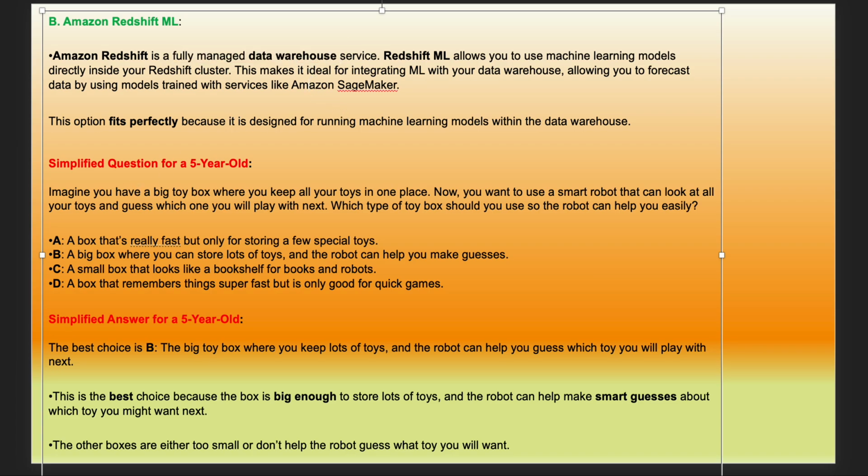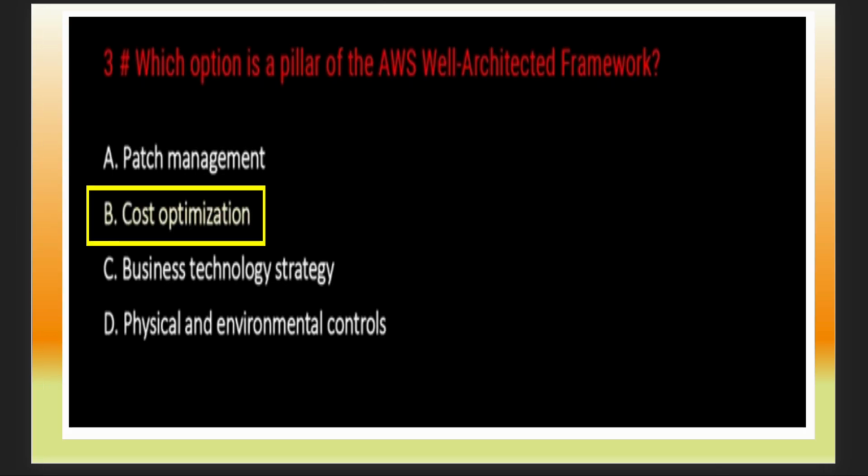Okay, next, which option is a pillar of the AWS Well-Architected Framework? The answer is cost optimization. So which option is a pillar? The answer for the Well-Architected Framework is cost optimization.